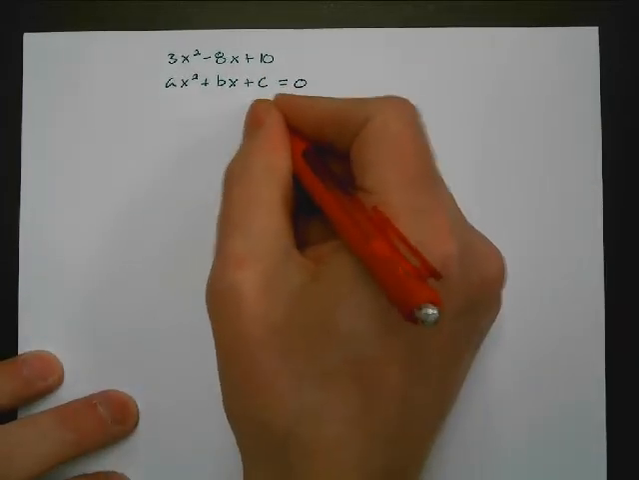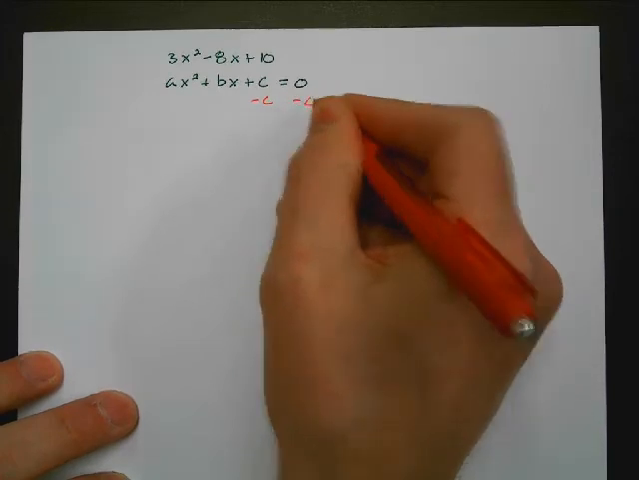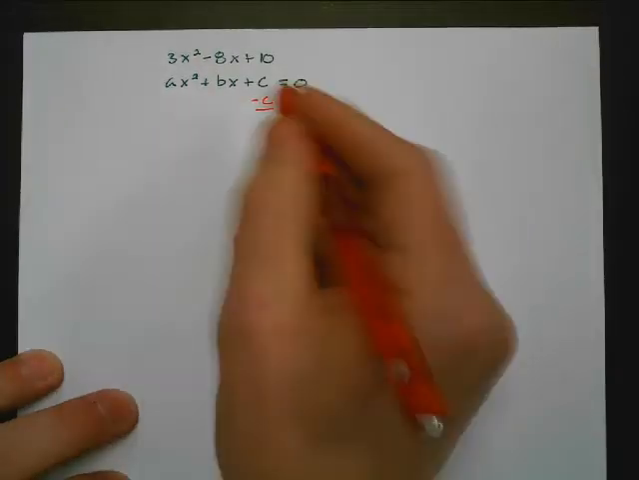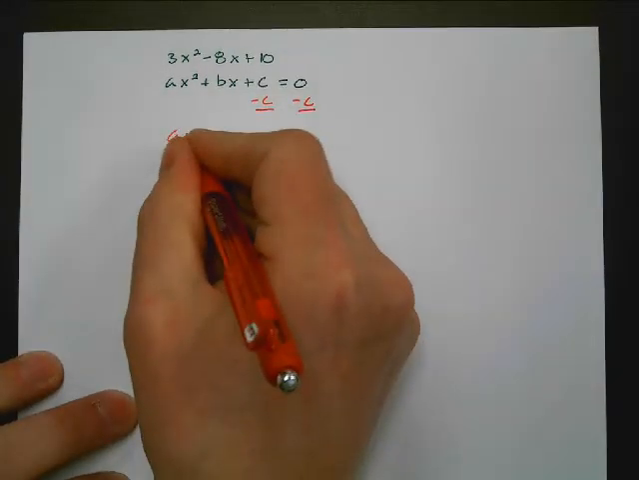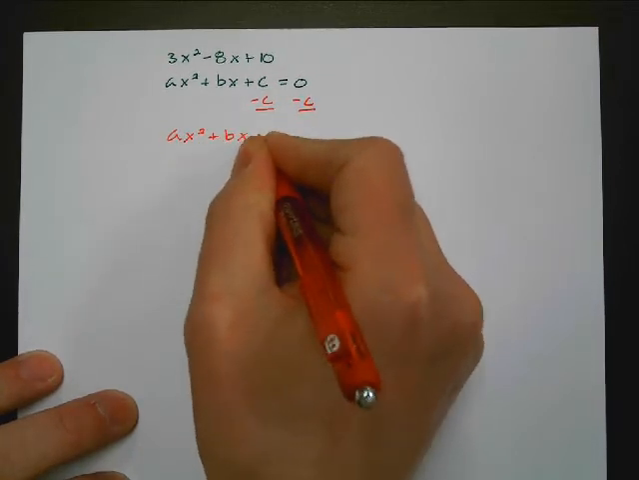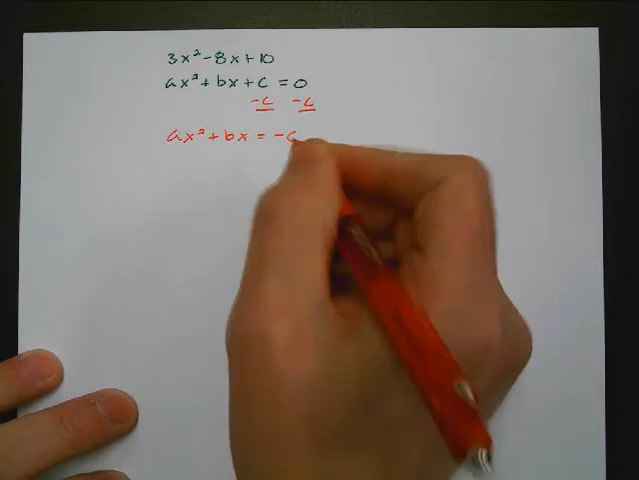I'm going to subtract c first. I think we can all agree that is reasonable. I'm going to subtract c from both sides. All right. So I'm left with ax squared plus bx equals negative c.